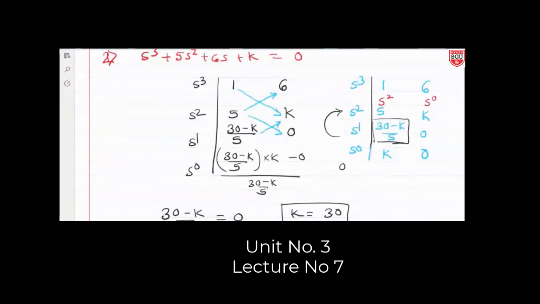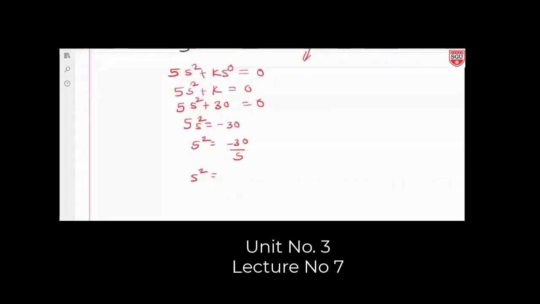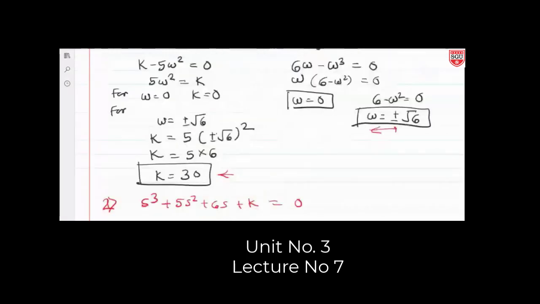So 5s square plus k times s raised to 0. So s square will remain like this only. 5s square is equal to minus 30, so s square is equal to minus 30 upon 5, which is minus 6. So s is equal to plus minus j under root 6. Same thing which we found here also: omega is equal to plus minus root 6.